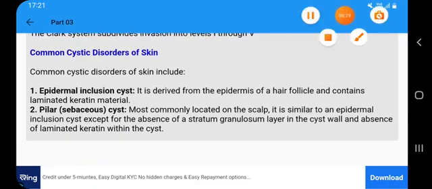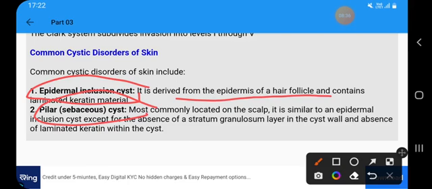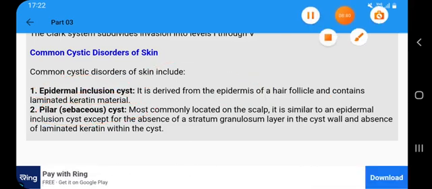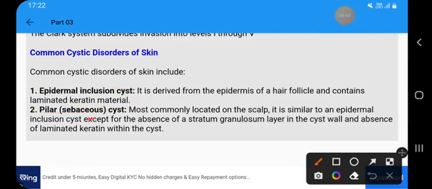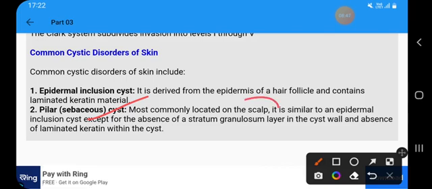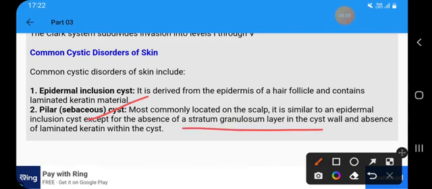Common cystic disorders of skin: epidermal inclusion cyst and pilar cyst. The epidermal inclusion cyst is derived from the epidermis of the hair follicle and contains laminated keratin material. The pilar, or sebaceous, cyst is most commonly located on the scalp. It is similar to the epidermal inclusion cyst except for the absence of a stratum granulosum layer in the cyst wall and absence of laminated keratin within the cyst.